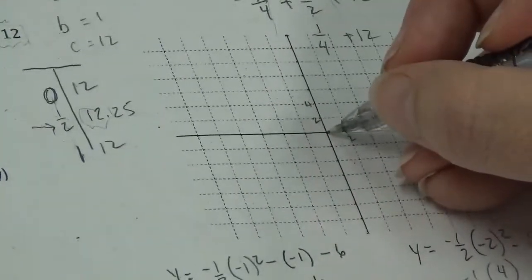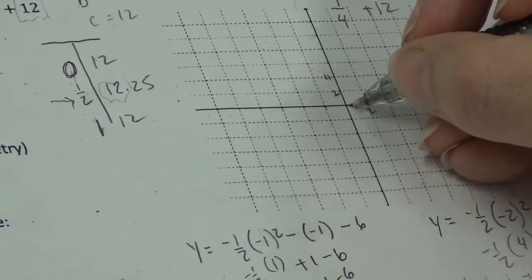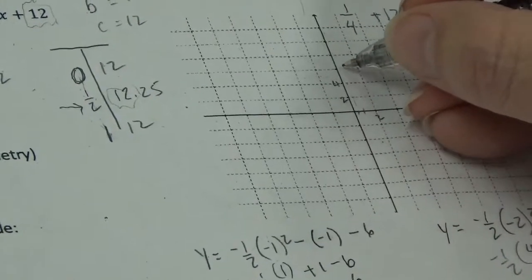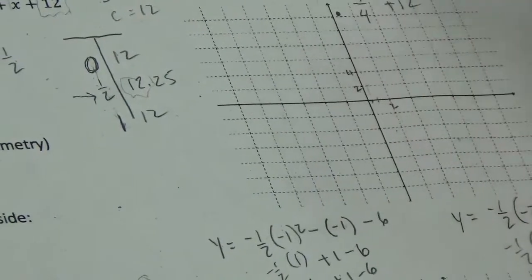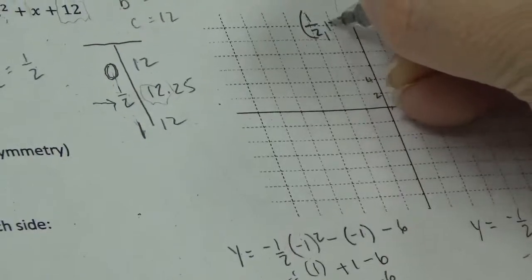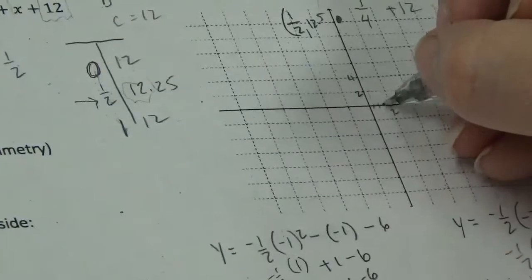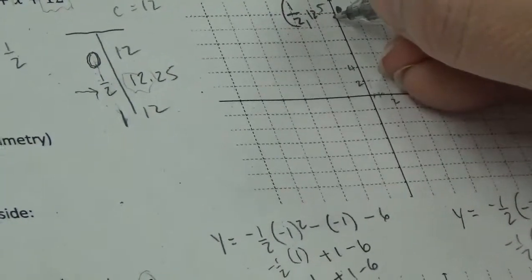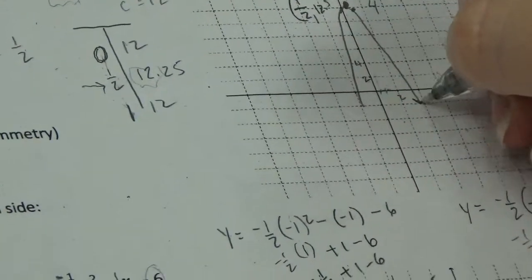So I'm going to go over a half. A half of the box would be 1, so it's a half of a box. And then I'm going to go up to 12.25. So this would be 2, 4, 6, 8, 10, 12, and 0.25 would kind of be in here somewhere. So my vertex is at 1/2, 12.25. That's this point right here. The point on each side is going to be at 1, which is a half a box, and up here at 12, and 0, 12.